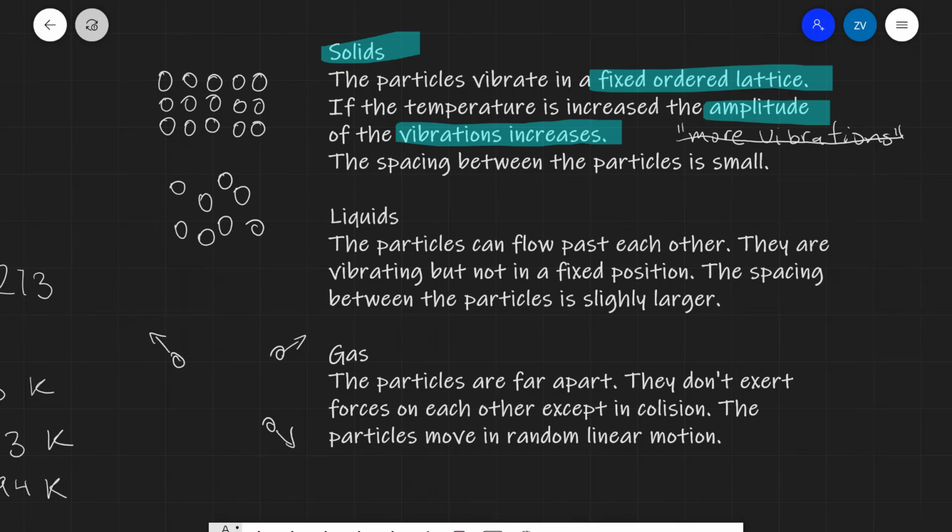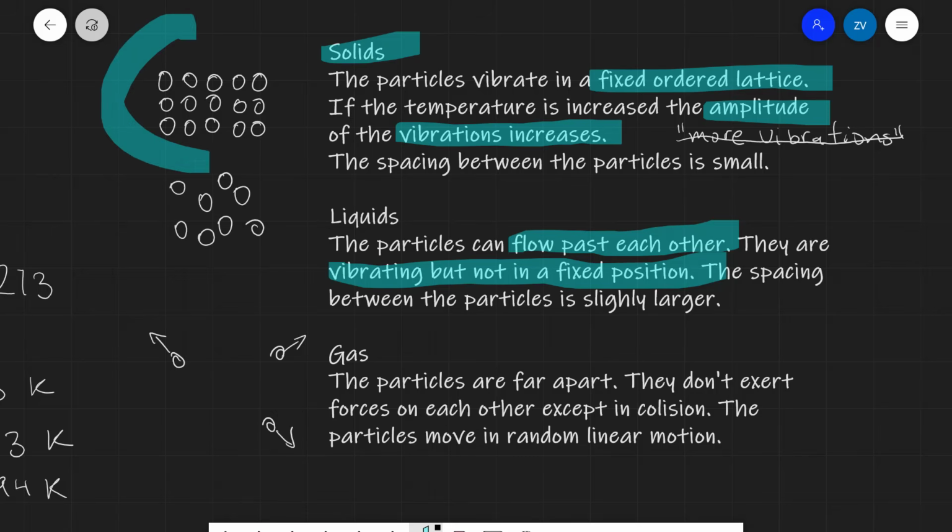Now, if we have a liquid, the key difference is that the particles are no longer fixed. So they're vibrating but not in a fixed position. They can actually flow past one another, and once again they're vibrating but not in a fixed position. So in a solid just here, they're kind of like oranges in a crate. They can move about a little bit, but they're fixed within their positions. Not the case in a liquid.